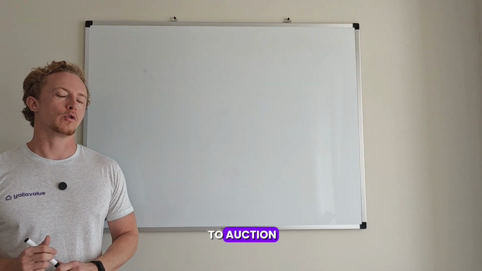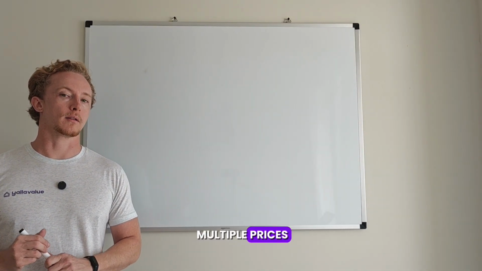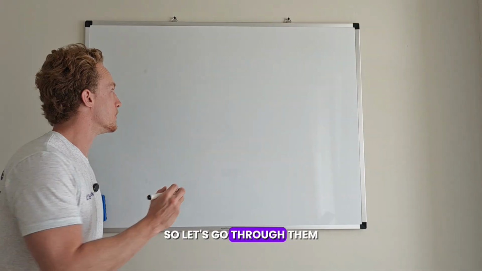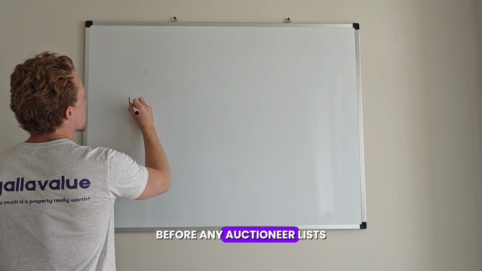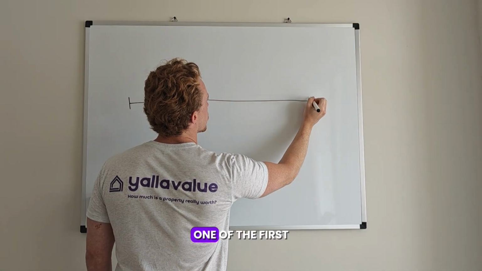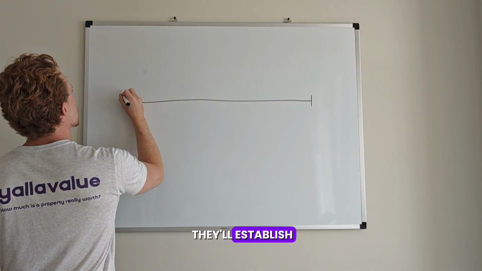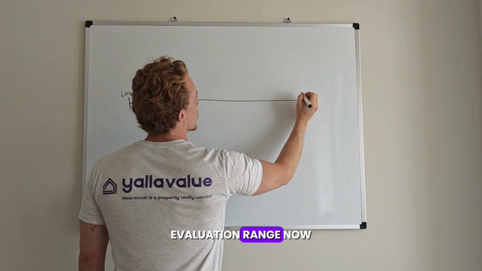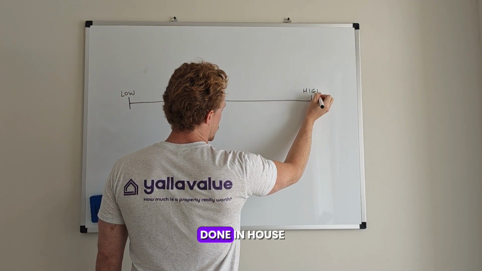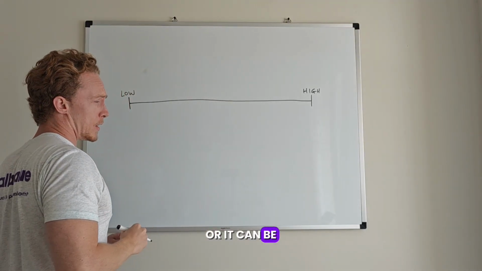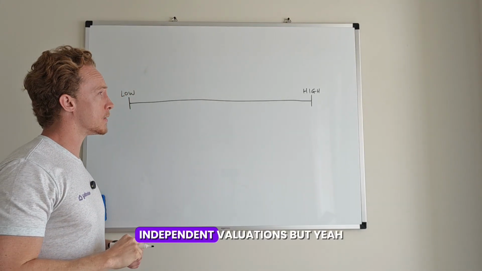When a property goes to auction, there can sometimes be multiple prices associated with that property. So let's go through them. Before any auctioneer lists a property, one of the first things they'll do is establish a valuation range. Now, this can sometimes be done in-house, or it can be done by third-party independent valuations.